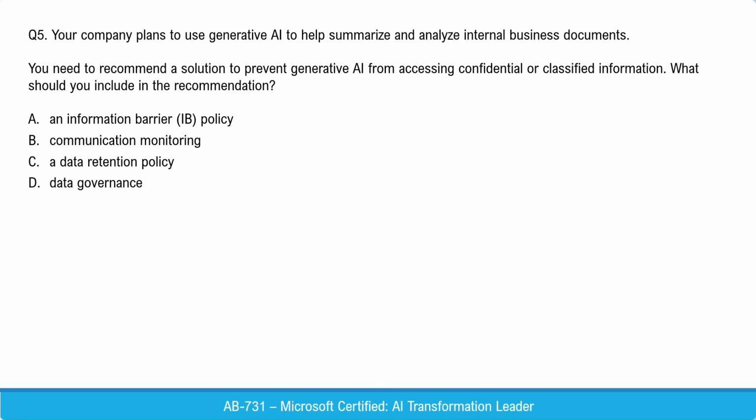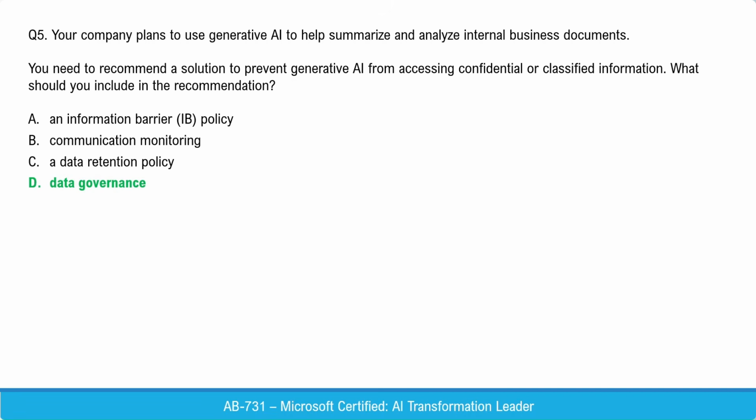Next question. Your company plans to use Gen AI to help summarize and analyze internal business documents. You need to recommend a solution to prevent Gen AI from accessing confidential or classified information. What should you include in the recommendation? Your options are an information barrier (IB) policy, communication monitoring, a data retention policy, or data governance. And the correct answer is option D, data governance.